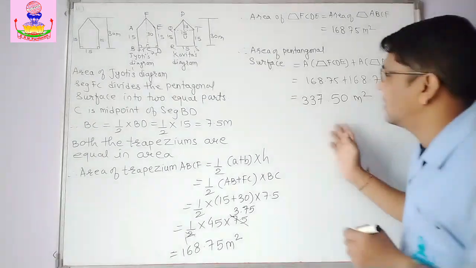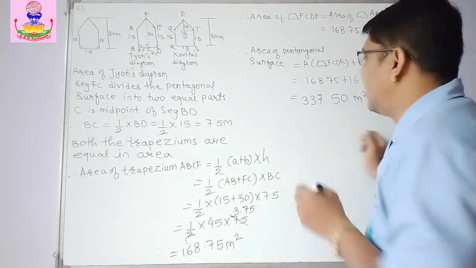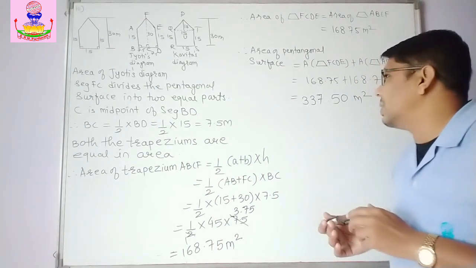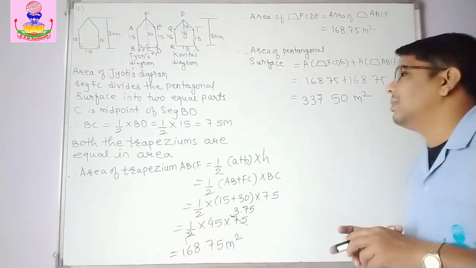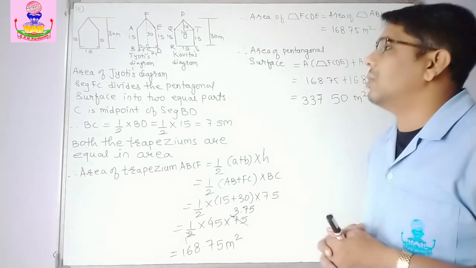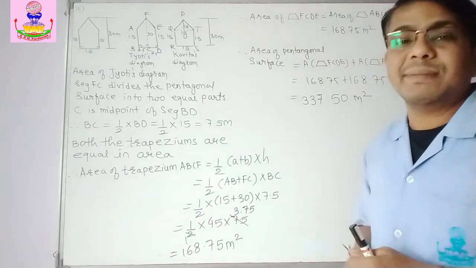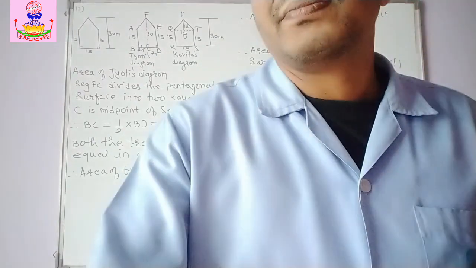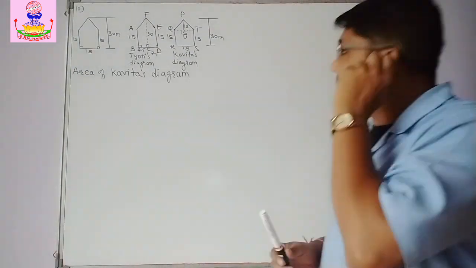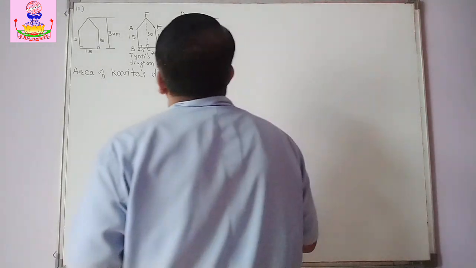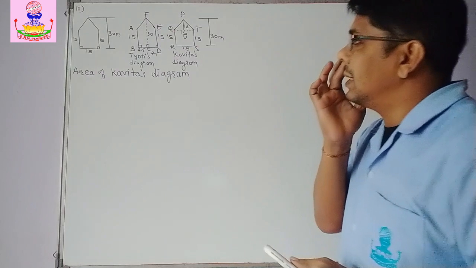Or you can do it here, 2 into area of trapezium ABCF. It depends on how you utilize it. So the area of the pentagonal surface by Jyoti's diagram is 337.50. Now we will find out the area of Kavita's diagram.